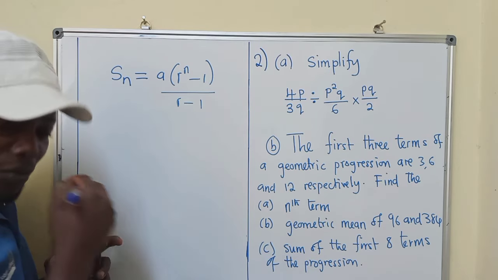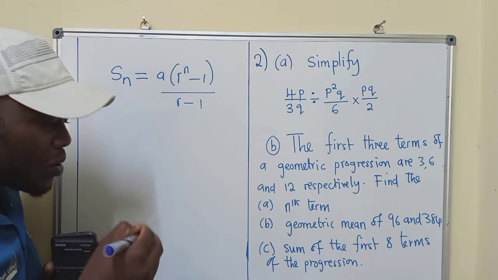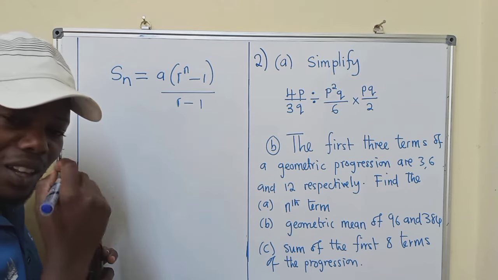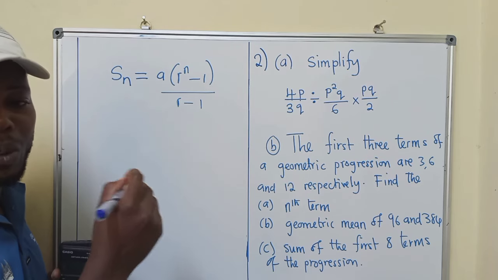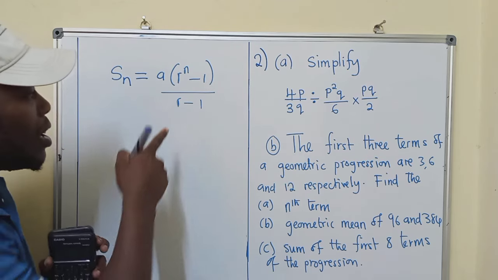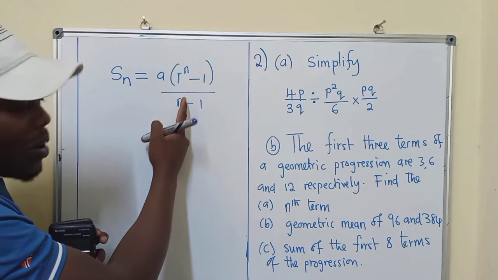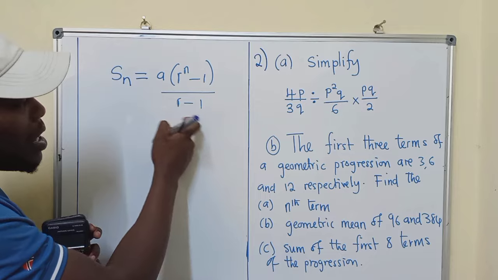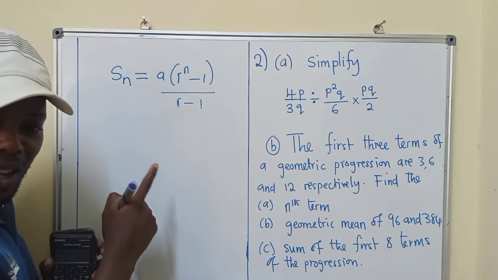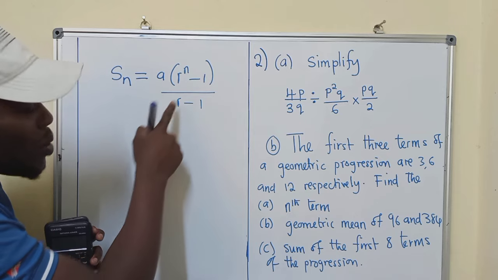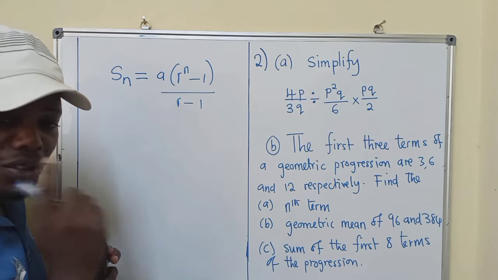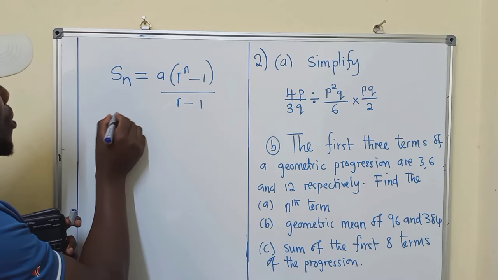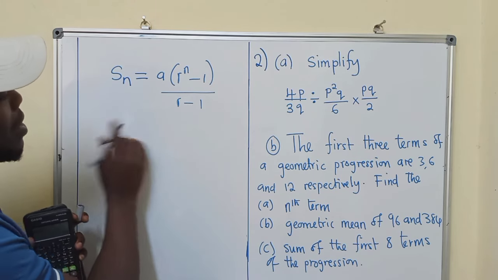On this formula, I've spotted a general mistake which most people make. And what is that mistake? They put a power n here, r power n here. No. The denominator shouldn't have any power. This r here should not have any power. So you must remember. So now, let's gather our data.